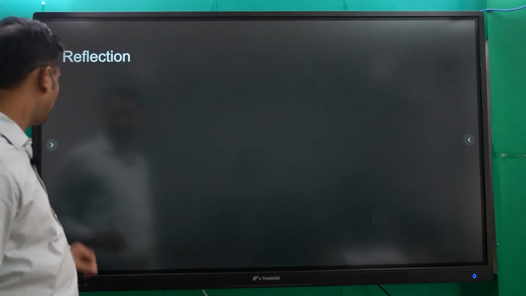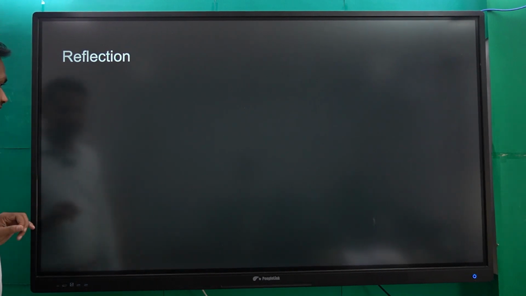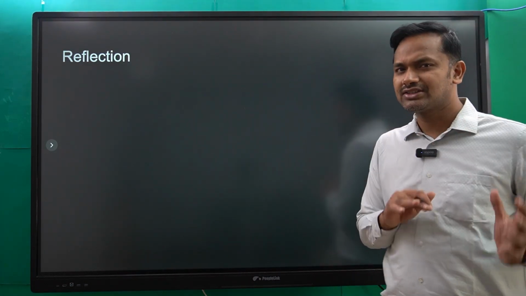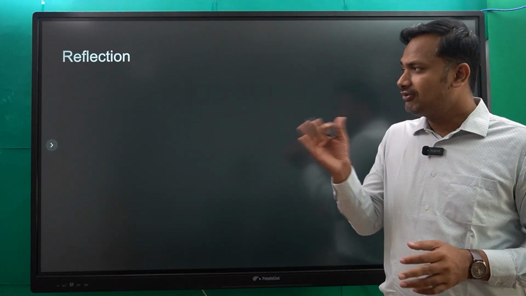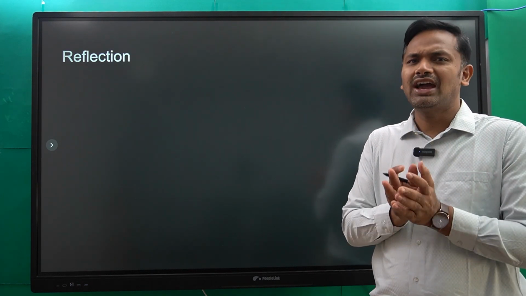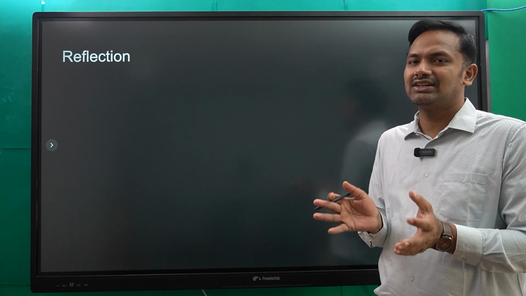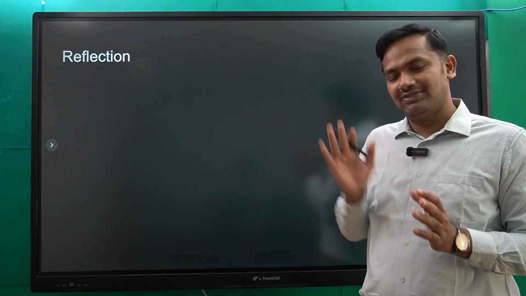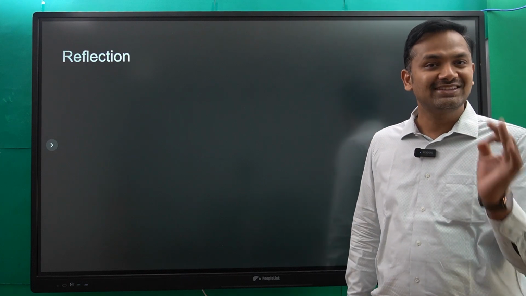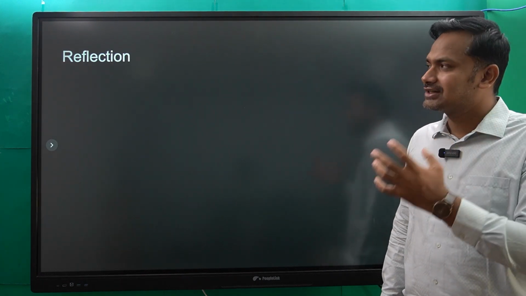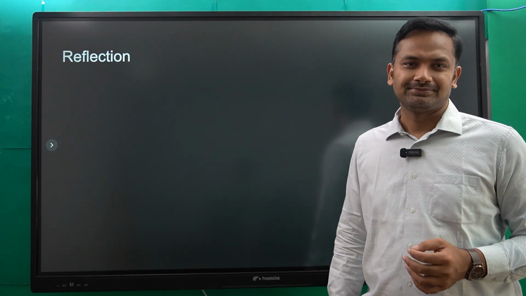Okay, now we are going to see the first part of this chapter, which is reflection. So that's about the introduction we have discussed so far. Now we are going to enter the first part. If we have to separate ray optics into two parts, the first part is reflection, the second part is refraction. Now we are going to discuss reflection.